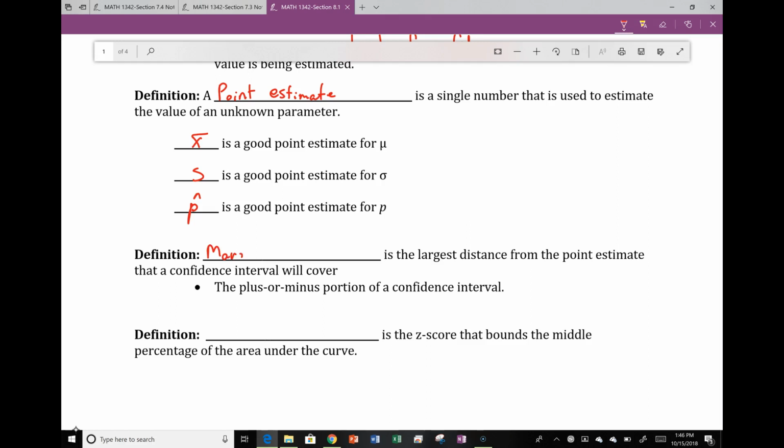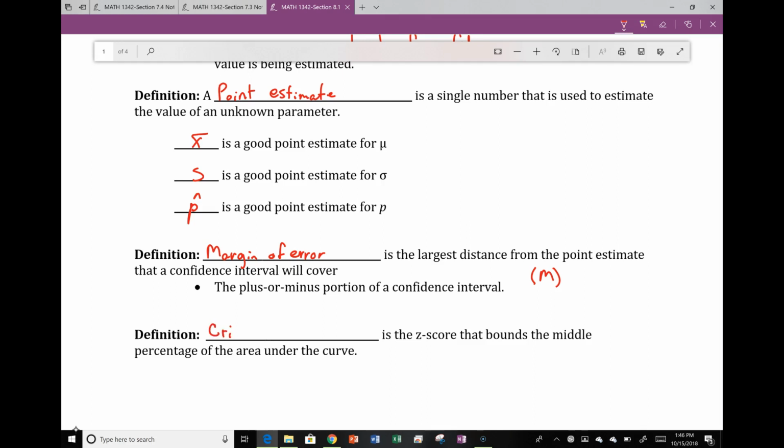We want to look at what we call our margin of error. Our margin of error is the largest distance from the point estimate to a confidence interval we'll cover. So this margin of error is how far below and how far above we are going to include from this point estimate. When we look at this, a capital M is usually used for the margin of error.